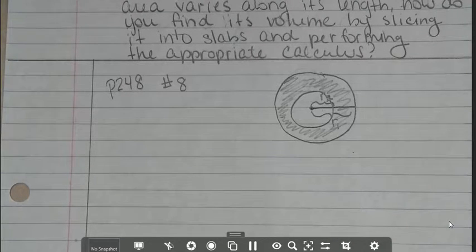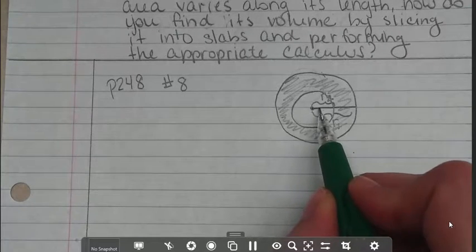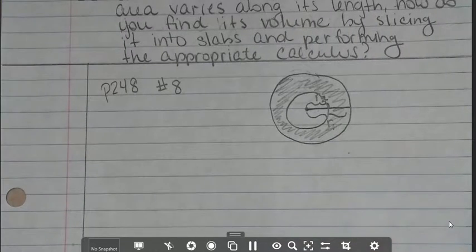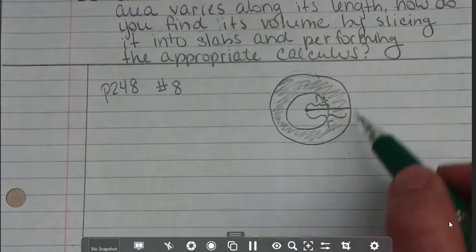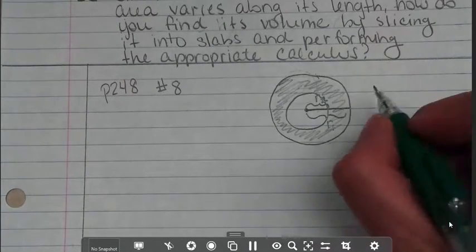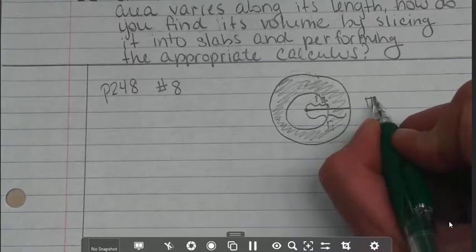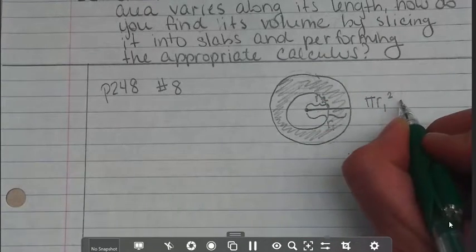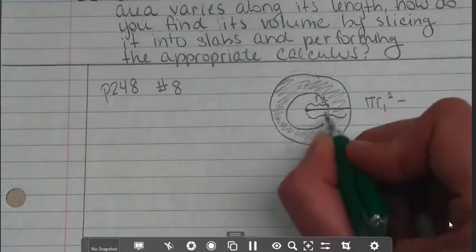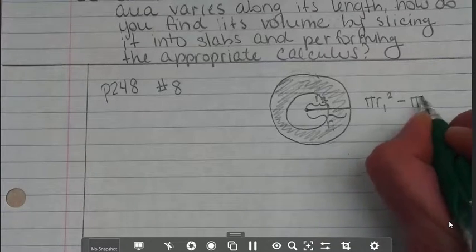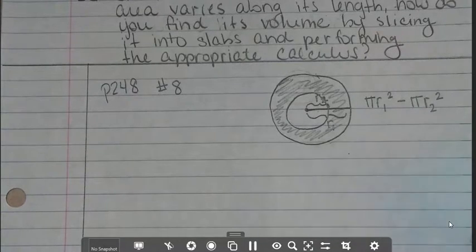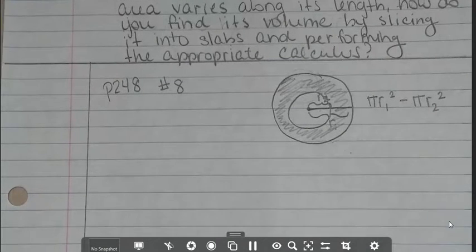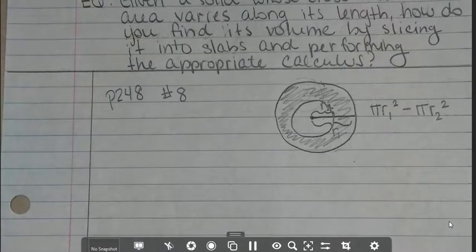But it's going to be important to remember that you want to understand what is your first radius and what is your second radius. So if I was finding just the area of this, I would do pi R1 squared. That'll give me the area of this whole thing. And then I'm going to subtract from that the area of the hollow part, which would be pi R2 squared. Now again, this is going to have thickness to it, so we're going to multiply all that by either dy or dx.